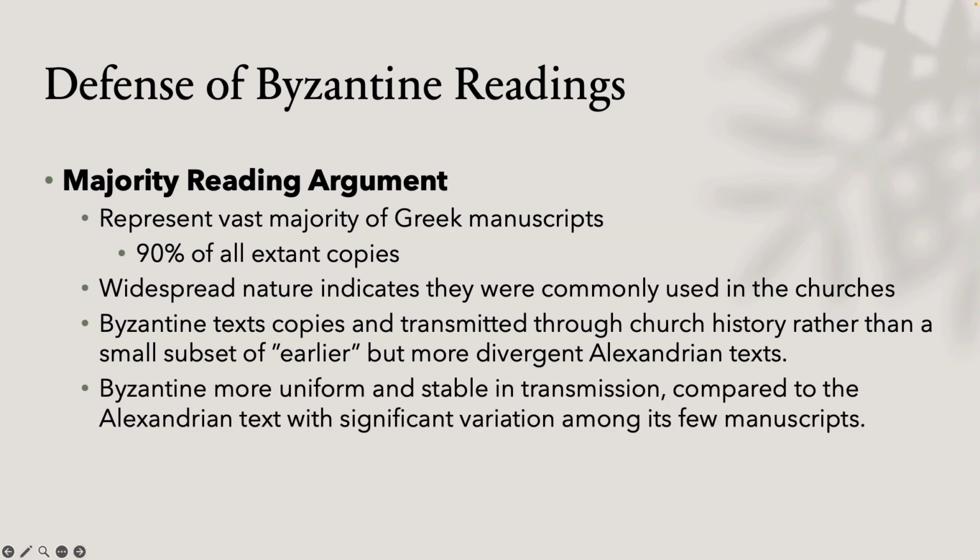Okay, and then we also have that the Byzantine is more uniform and stable in its transmission, compared to the Alexandrian text, where there's significant variation among its manuscripts. So there's great variation, and it's only a few manuscripts. So you would think, okay, there might be an argument. Yeah, sure, maybe it's just a few manuscripts, but then they all sort of agree. That might be a different story, but there's few, and they all have significant variations, which again is very shaky ground to trust.